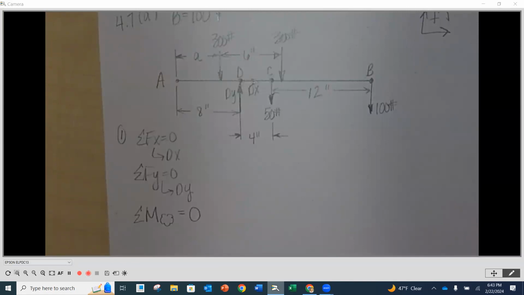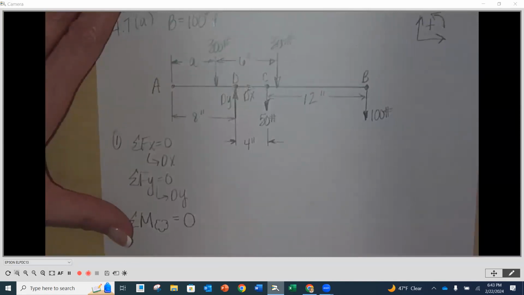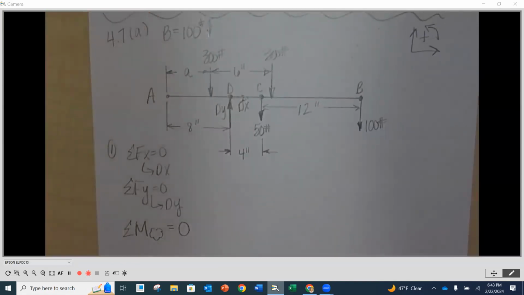I don't know. But think about that. That's a little bit of a challenge. Now, any questions? We're not going outside of what we learned already. It's just that we're solving for a different variable rather than a force. We're solving for a distance. Any questions on the free body diagram?